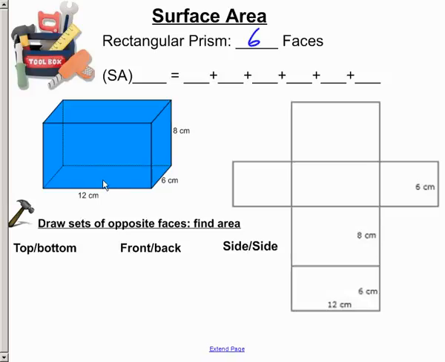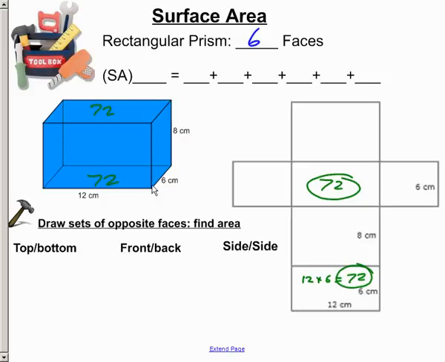Let's start with the bottom of our figure, which we can see is 12 by 6. So let's find that over here. And we're going to go ahead and get the area of the bottom. Remember, rectangles, just base times height. So let's do 12 times 6, and that equals 72. Okay, so the area of this face is 72. Now remember that if this is 72, the top is exactly the same. That's also 72. So we don't have to calculate this again. We're just going to go ahead and write 72 in there.